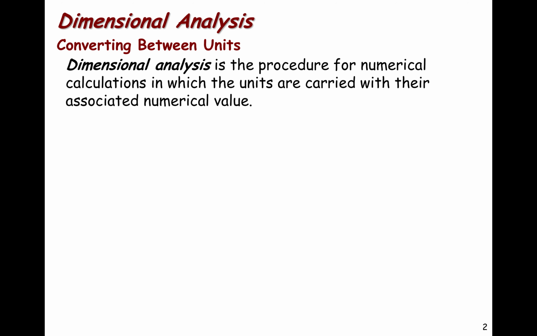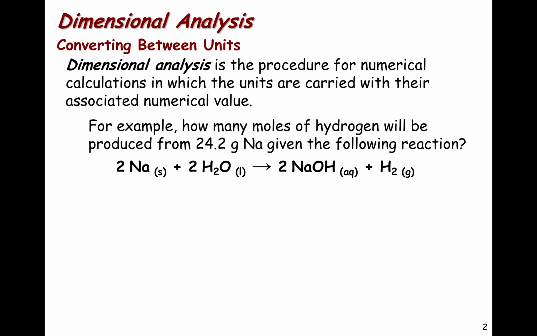As an example of how to use dimensional analysis to solve a problem, we want to take a look at a question. A typical chemical question might be: how many moles of hydrogen, in this case hydrogen gas, will be produced from 24.2 grams of sodium in the following reaction. You have a balanced chemical reaction. Ultimately, you will learn how to write these reactions, but this is a given at this point. The reaction itself is balanced so that we have ratios between the various species involved.